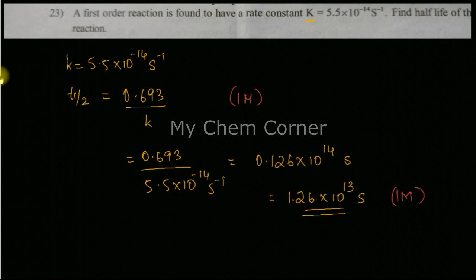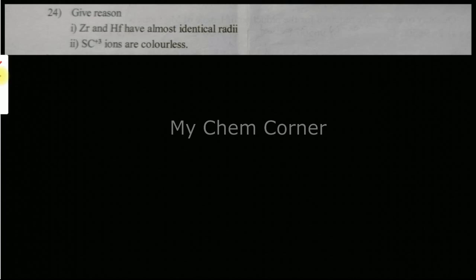Okay. Now, next question is question number 24. Give reason. Okay. So first one, this is coming from D and F block. Here it says zirconium and hafnium have almost identical radii. The minute you come across zirconium and hafnium in the entire chapter of D and F block, there's only one place that you learn about zirconium and hafnium, and that is in lanthanoid contraction. So one of the reasons as to why zirconium and hafnium have identical radii is because of lanthanoid contraction. So here you will write this is due to lanthanoid contraction.